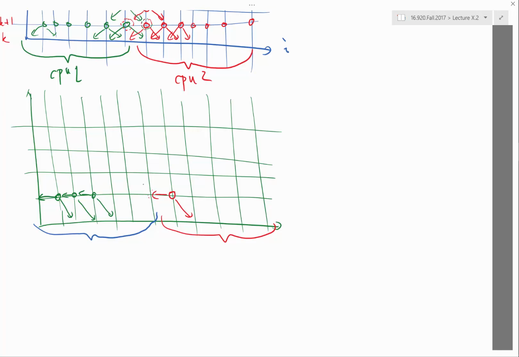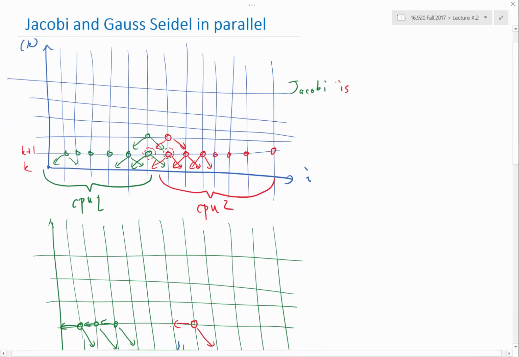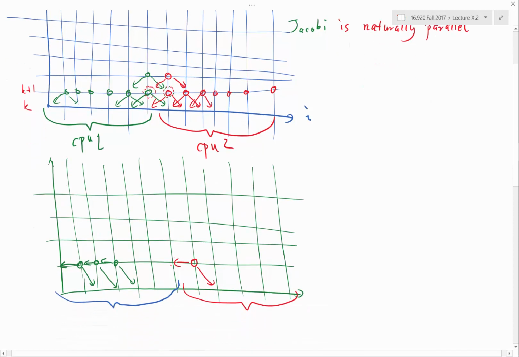Parallel computing is good because multiple workers can work on the same thing at the same time. If one worker has to wait until the last worker finishes his job, then it doesn't make sense to do parallel computing anymore. So what we can say is that Jacobi is naturally parallel, and Gauss-Seidel is not naturally parallel. So that's one of the disadvantages of Gauss-Seidel. There are methods to overcome that difficulty though.